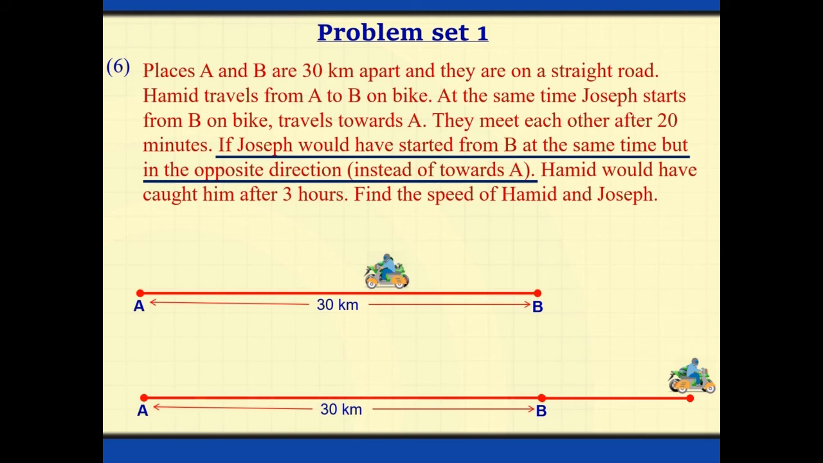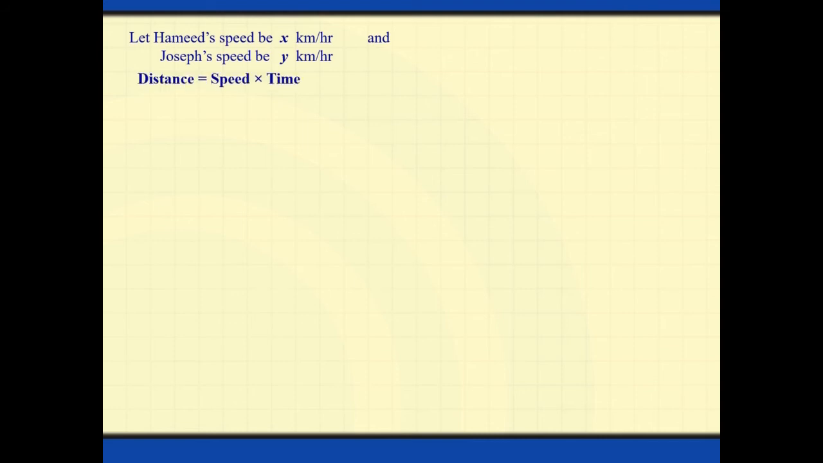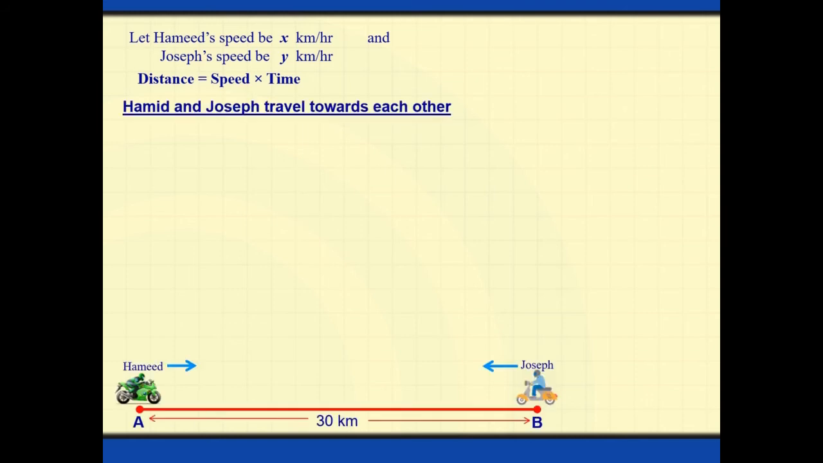So like always, the last sentence gives us the hint to the first statement of your solution: find the speed of Hamid and Joseph. So I will assume the speed of Hamid to be x kilometers per hour and Joseph to be y kilometers per hour. Here we use the formula distance is speed into time. So we'll be calculating the individual distances covered by Hamid and Joseph, taking into account the speeds, which are x kilometers per hour and y kilometers per hour respectively.